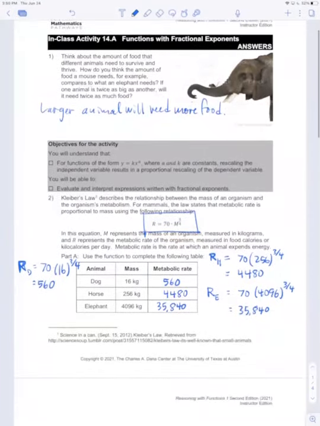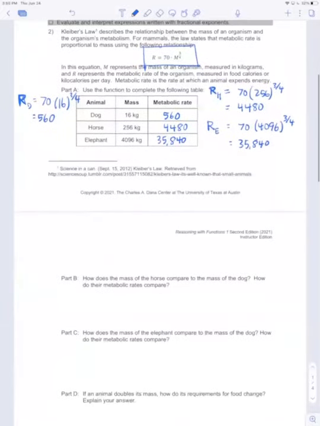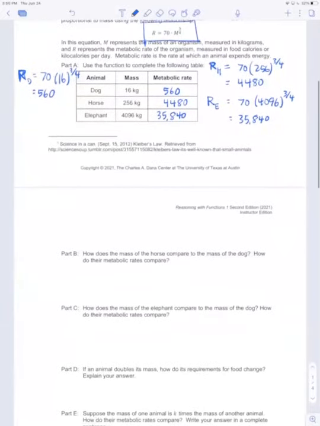All right, why don't we continue here? I'm going to leave the equation there in the box at the top in case we need it, and the chart. So in part B, it says, how does the mass of the horse compare to the mass of the dog? And also, how do their metabolic rates compare? So this is part B. The mass, I'll use that M there, of the horse, how does that compare to the mass of the dog?